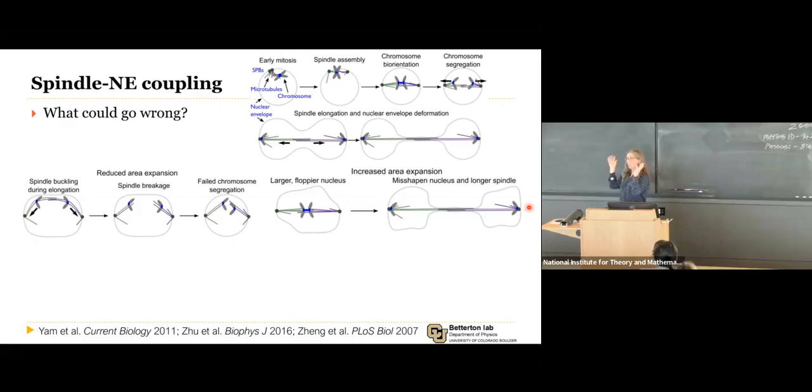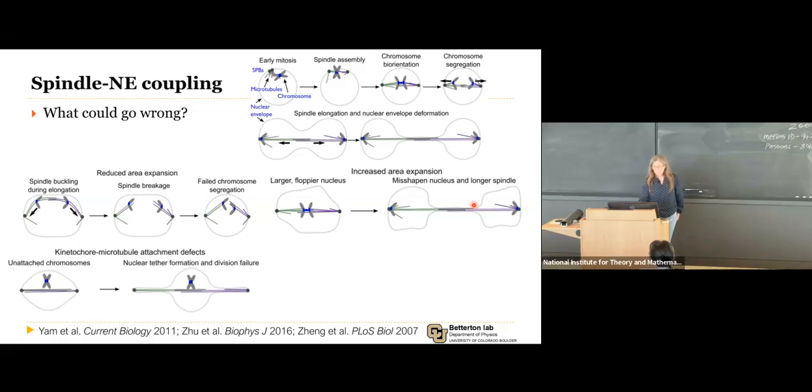The nucleus gets larger and looks floppy, and then it gets misshapen. This is preliminary, but you can get an over-elongated spindle in that case. It's possible to perturb kinetochore attachment to the spindle. The kinetochore people in the audience will know a lot about this.